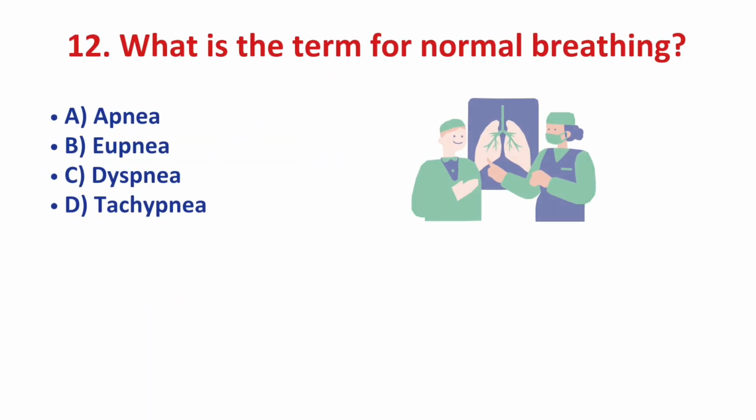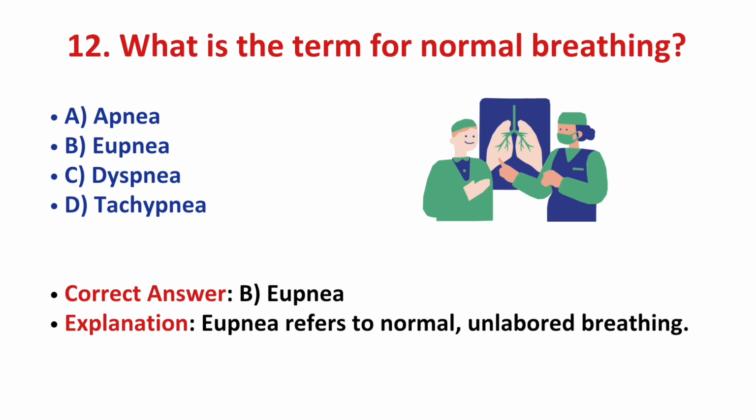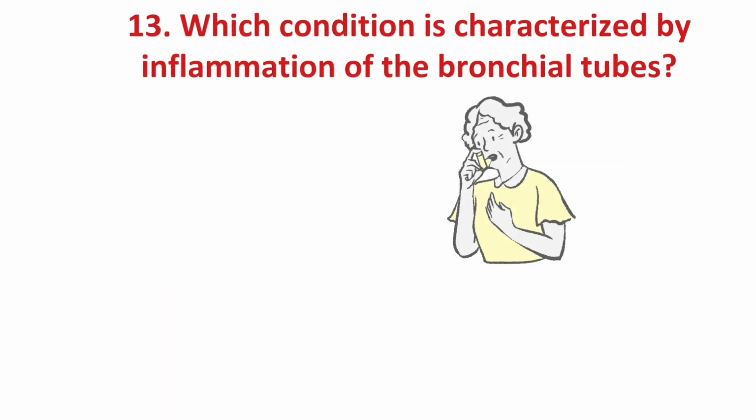Moving towards the next, what is the term for normal breathing? Options are apnea, eupnea, dyspnea and tachypnea. And the correct answer is option B, eupnea. Eupnea is referred to the normal and unlabored breathing. Apnea means absence of breathing, dyspnea means difficulty, and tachypnea means breathing rate increase. So the correct answer is option B.